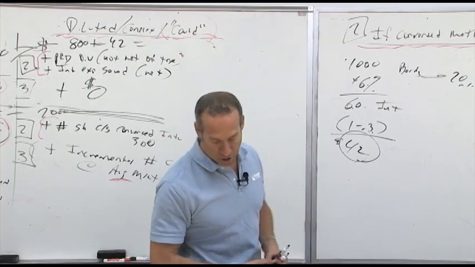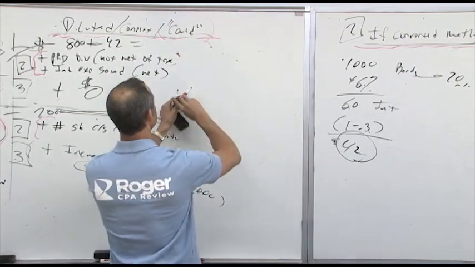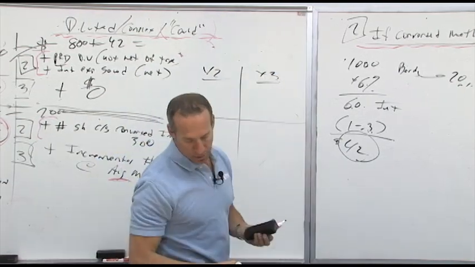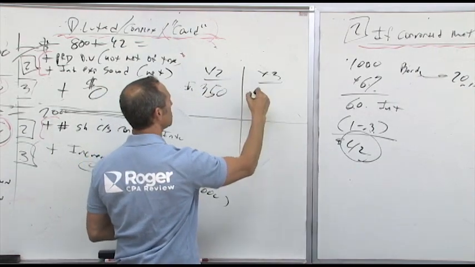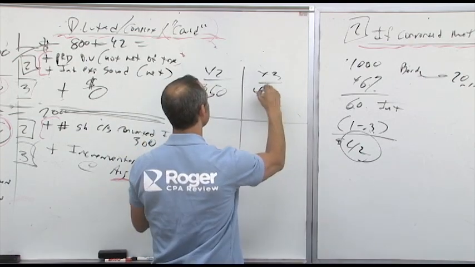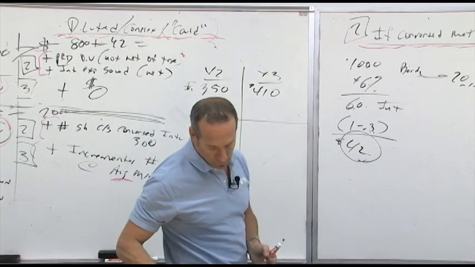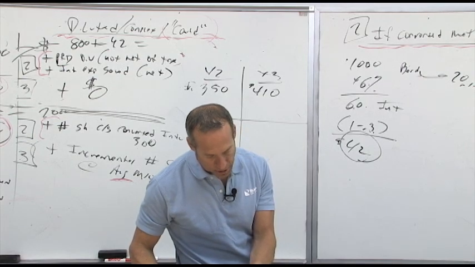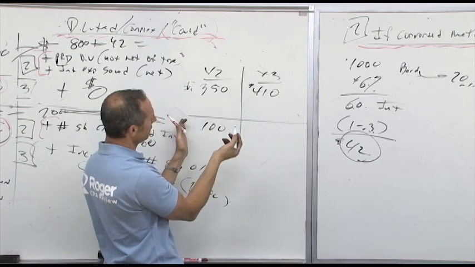All right, so they want X2 and X3, so let's see if we can figure this out. Here's X2, here's X3. What was the income? X2's income was $350, and X3's income was 410. All right, that's income. Now it said they had one class of stock outstanding during the year. 100,000 shares were issued and outstanding. So for the whole year we divide by 100,000 shares.